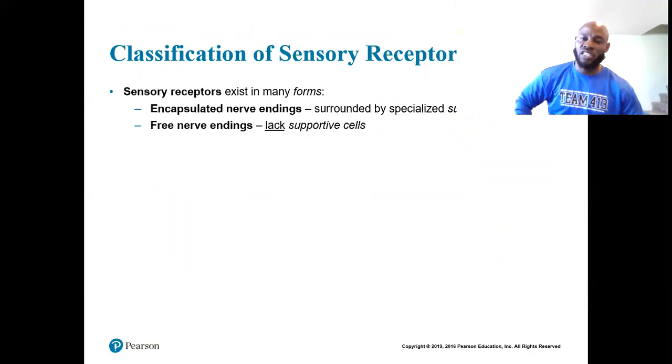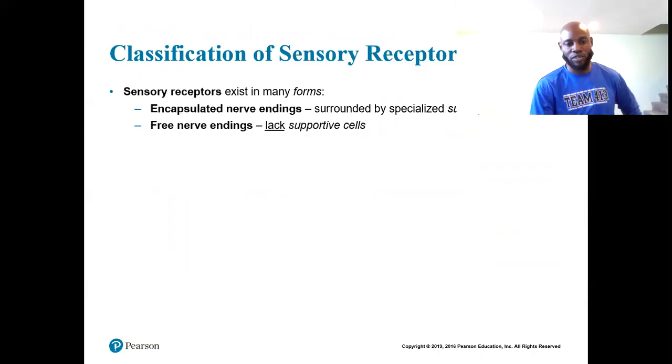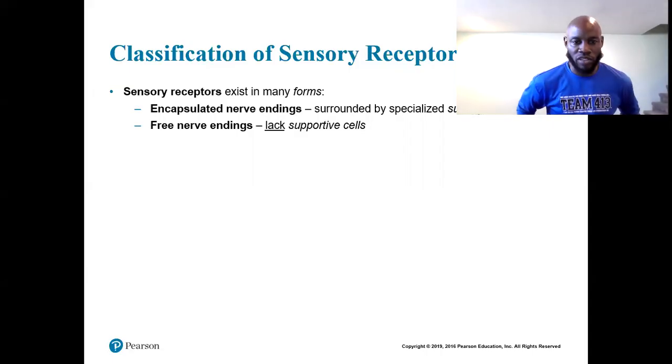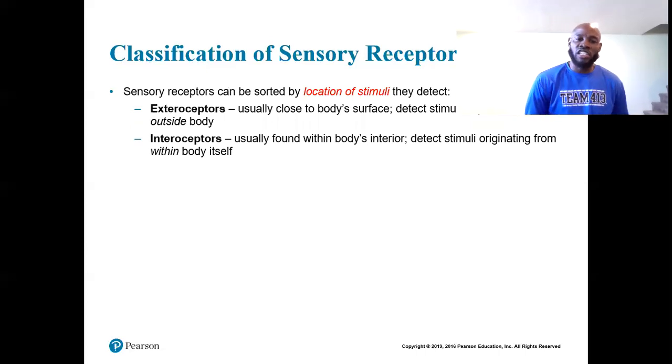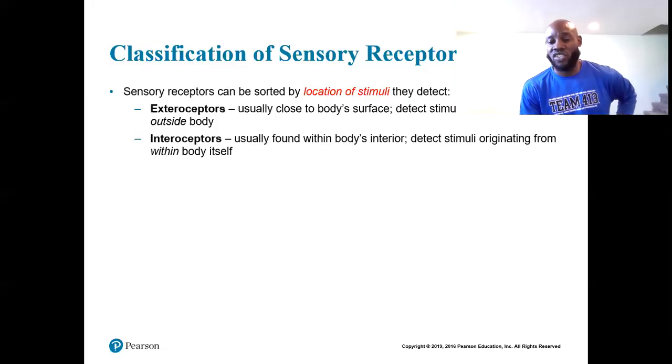All right, so classification of sensory receptors. Now there are different types of receptors. Mechanically gated ion channels, that's a simple concept. Different sensory receptors exist. Encapsulated nerve endings are surrounded by specialized supportive cells, free nerve endings lack supportive cells, right? Sensory receptors can be sorted by the location of the stimuli they detect. So you have different receptors for different stimuli, okay? The receptors that sense your sense of touch and the receptors that are sensing changes in temperature are a little bit different.